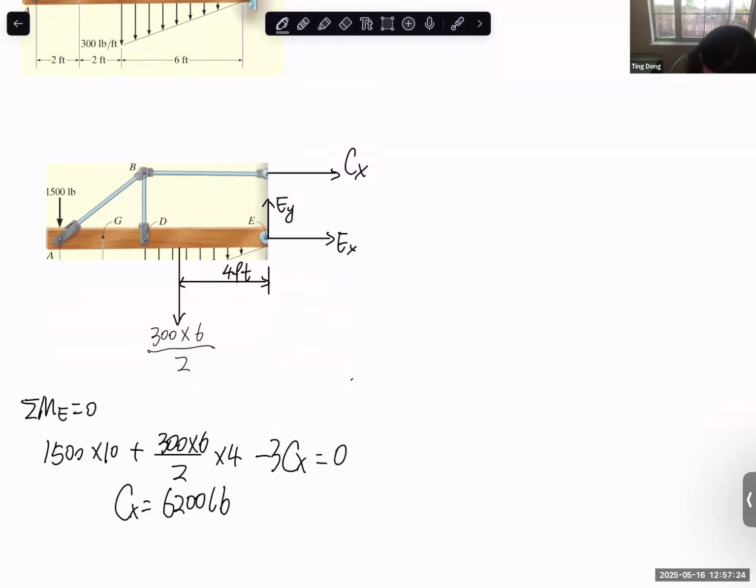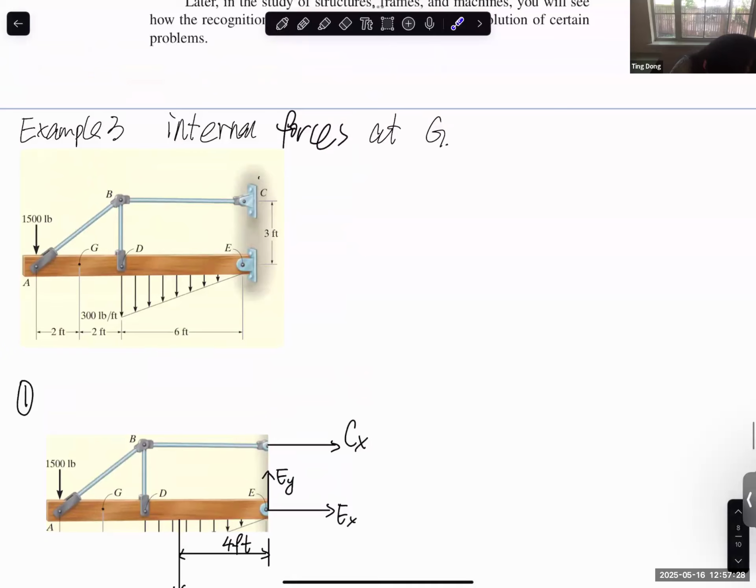So now this is the first step. And as I said, to take this section, we also need to figure out this force generated by AB. So it's better to do a free body diagram and equation at point B, joint B. So second step, free body diagram and equilibrium equation at joint B.